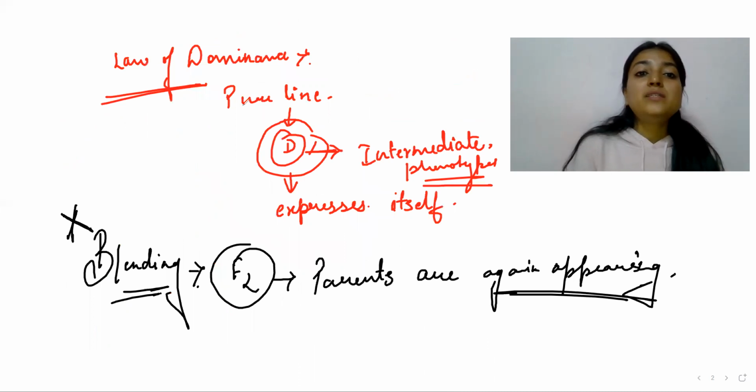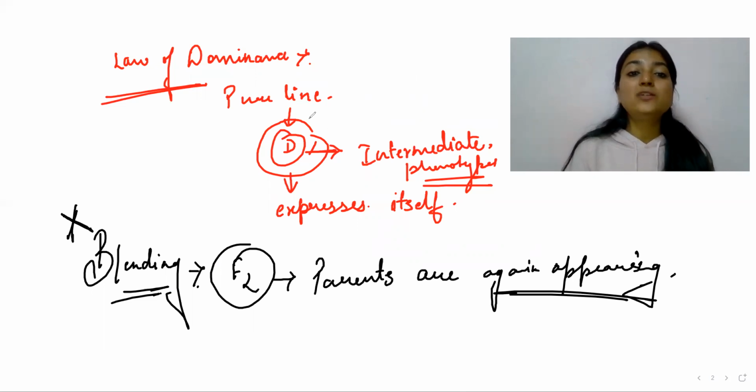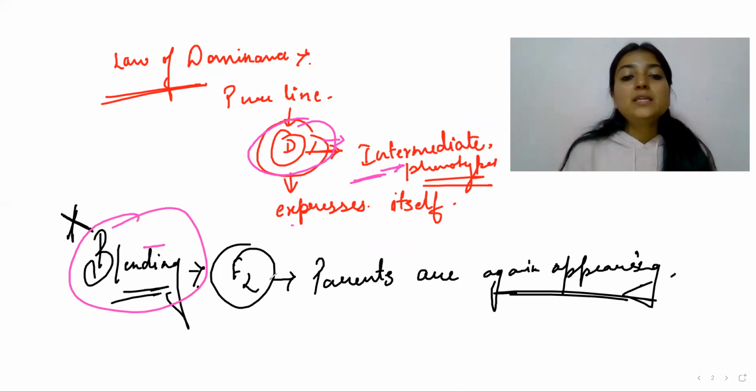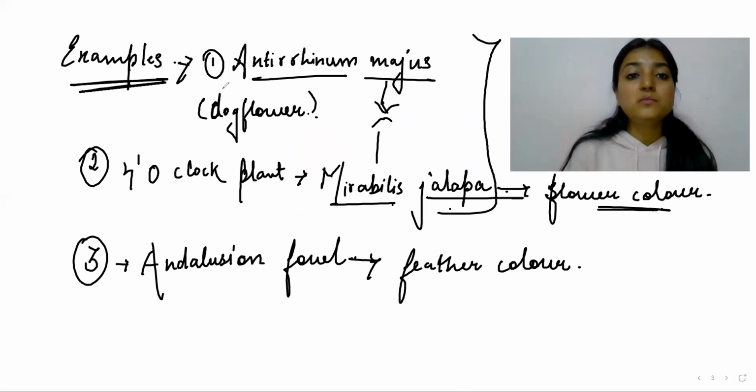Okay, now we started the law of dominance, which was given by Mendel. According to him, if we start with the pure line, it is the dominant which expresses itself. But now in the case of incomplete dominance, it is unable to express itself completely, so there is a production of the intermediate phenotype. Now we cannot use the term blending here. Why? Because in F2 generation the parents are again appearing. Fine. So now there are 3 examples which we have to remember.